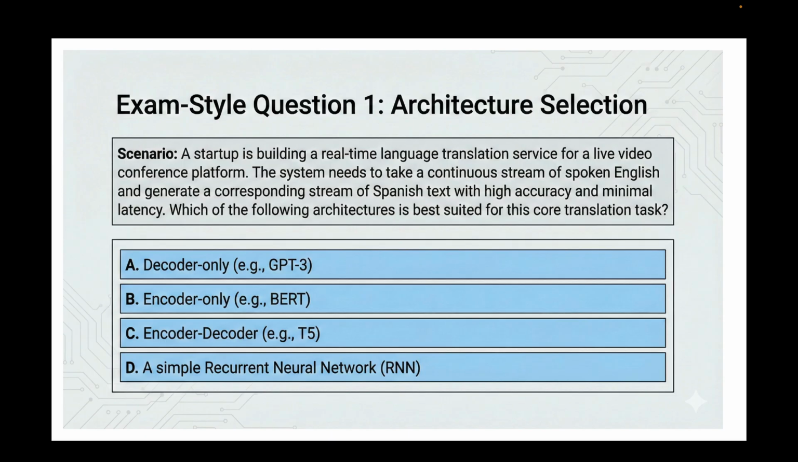The correct answer is C, encoder-decoder, example T5. This is a classic sequence-to-sequence task. The input sequence, English, is fundamentally different from the output sequence, Spanish. The encoder-decoder architecture is specifically designed for this. The encoder processes the input context, and the decoder generates the target translation. While other models could attempt this, T5 is the most specialized tool for this specific job among the given choices.